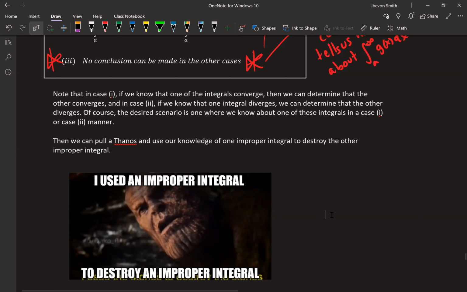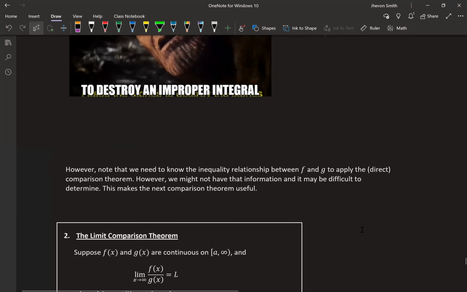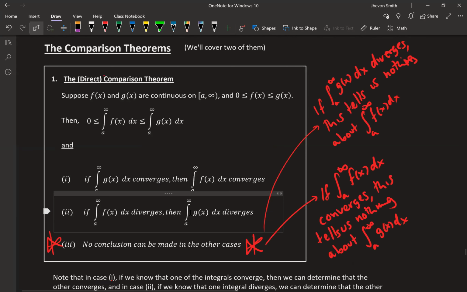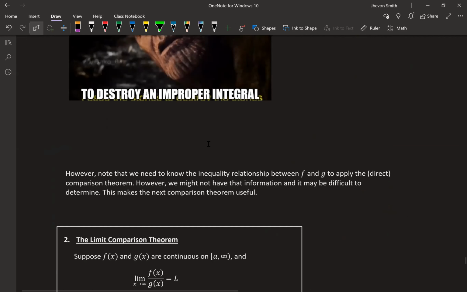Okay, right? Now, there's another situation. Notice here that you actually need to know the inequality relationship between f and g to make these conclusions. You have to know that g is larger than f, or f is smaller than g. And you have to know specifically what happens to the upper one in a certain scenario versus what happens to the lower one in a certain scenario. It turns out that there are scenarios in which we are not going to really know this information. However, there is still something that we can do.